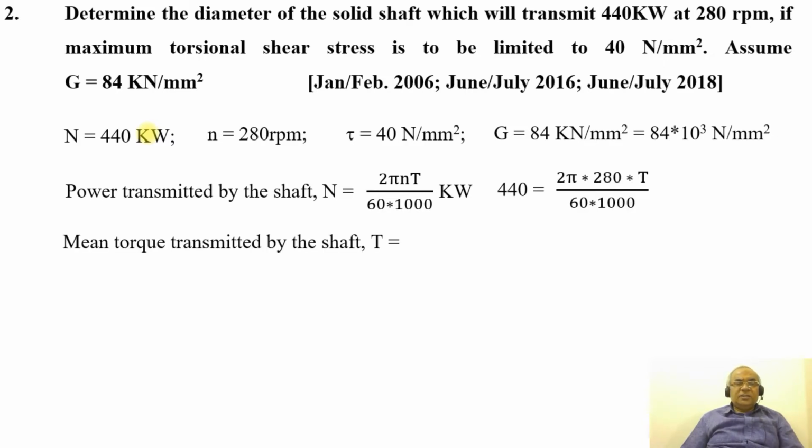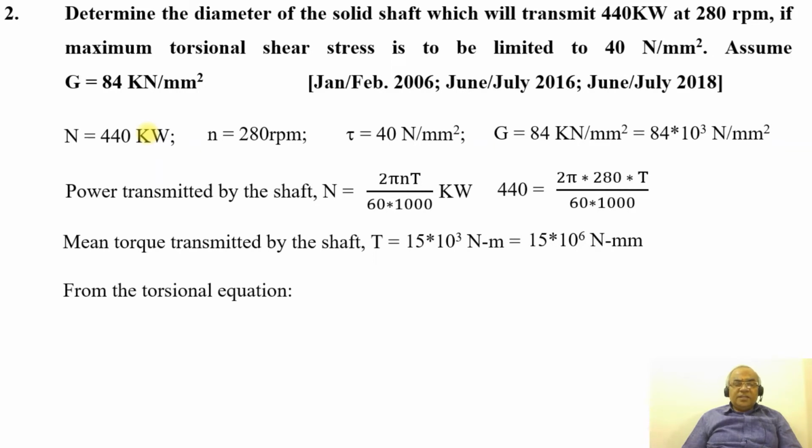On simplification, the mean torque transmitted by the shaft, capital T, is given by, on cross multiplication, 440 into 60 into 1000 divided by 2 pi into 280. On simplification, you will get it as 15 into 10 to the power of 3 Newton meter. Converting that into mm, it is 15 into 10 to the power of 3 into 10 to the power of 3, so that becomes 15 into 10 to the power of 6 Newton mm.